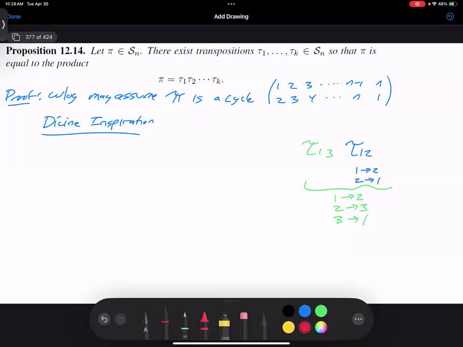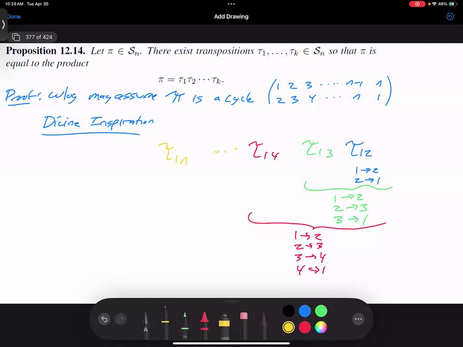Yeah, tau 1, 4. If I now do tau 1, 4, we will see 1 goes to 2, 2 goes to 3, 3 goes to 1, 1 goes to 4, so it goes to 4. And now 4 goes to 1. And so we just keep going. What's the last one? What would you say the last one should be? N. And so here is something that works.